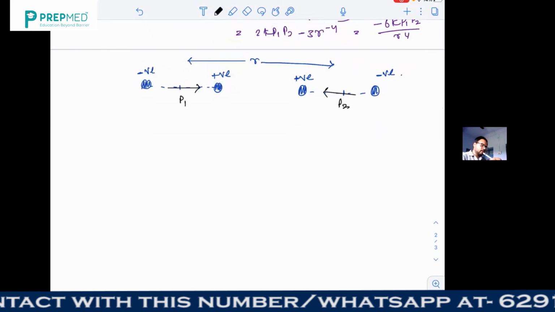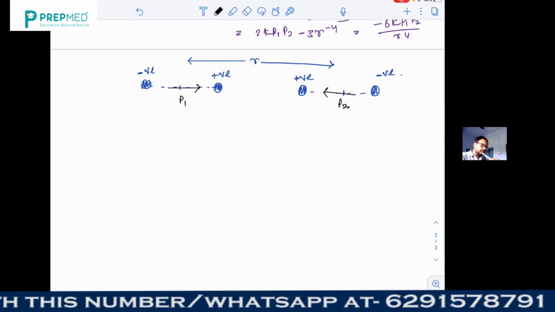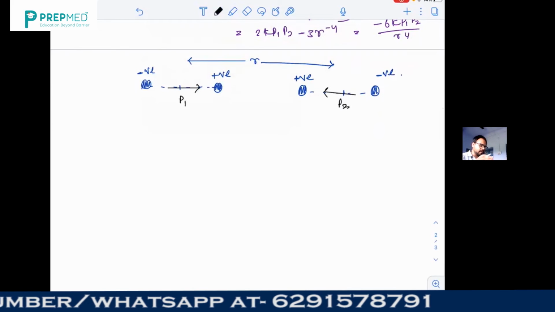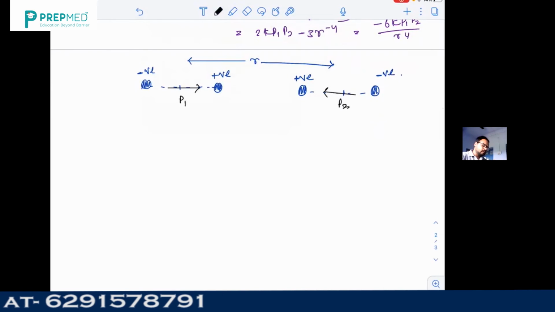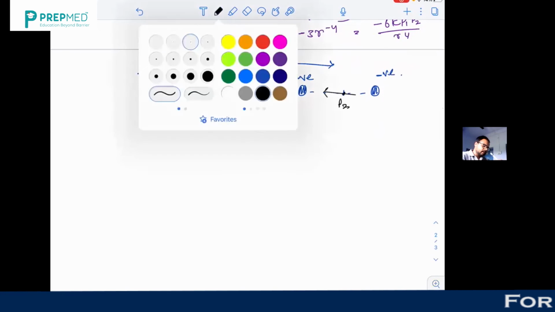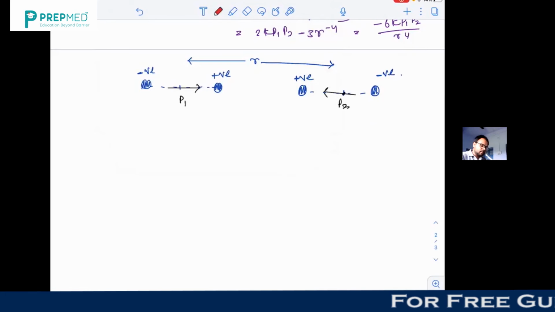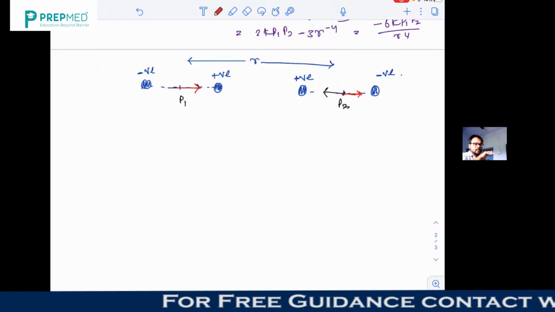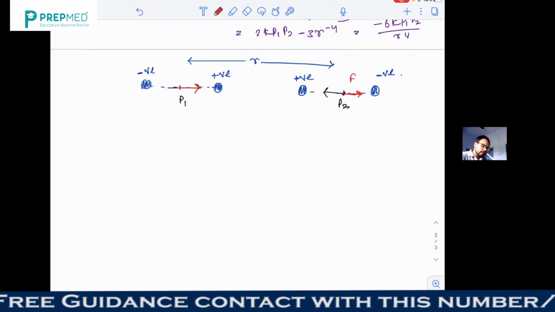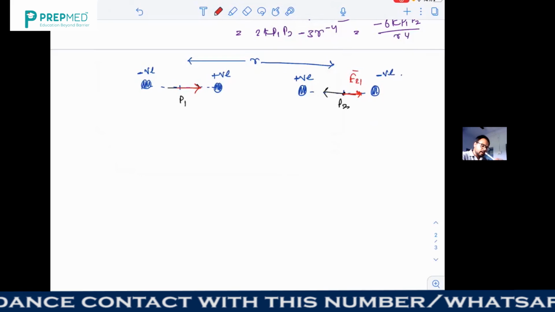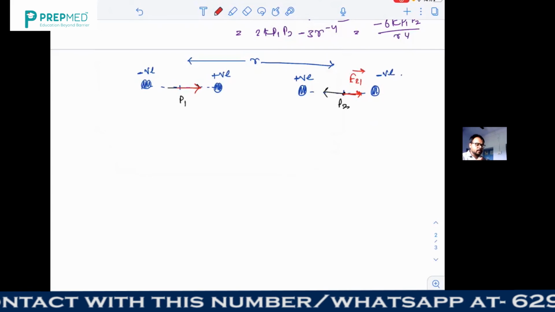Now, if I want to find out the interactive force between this P1 and P2, how can I find it? I need to find out the value of the electric field at the position of the dipole 2 because of the dipole moment P1. You know that E21 will be along this direction because P1 is along this direction. So in the same direction as P1, we get the electric field, that is E21, right?